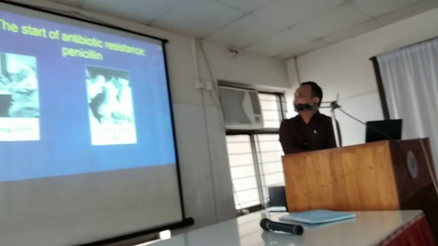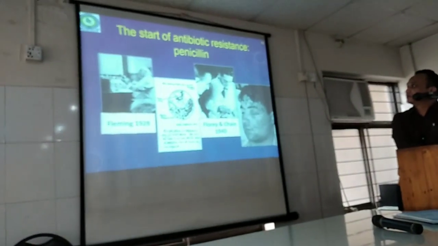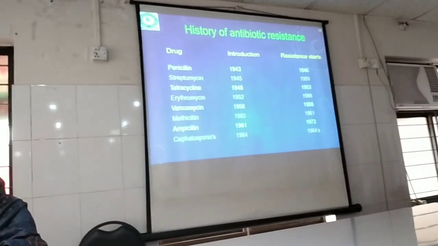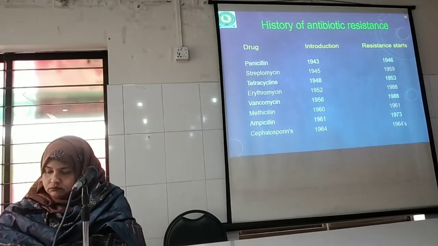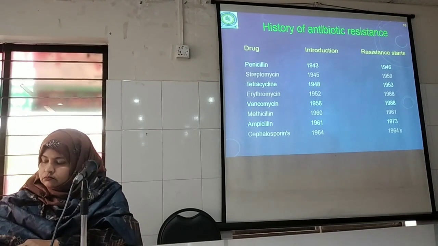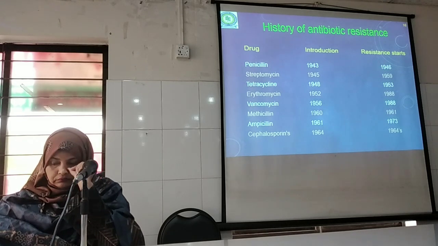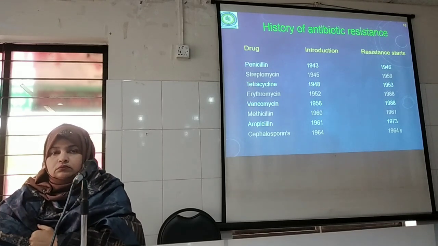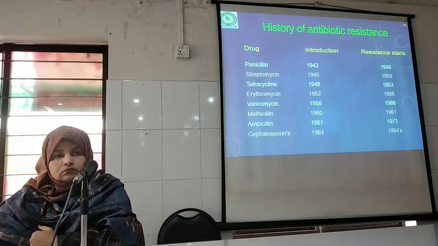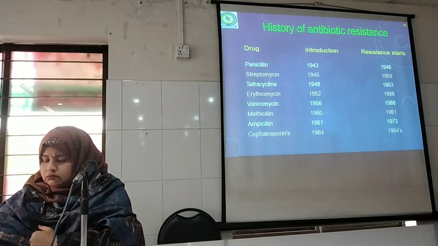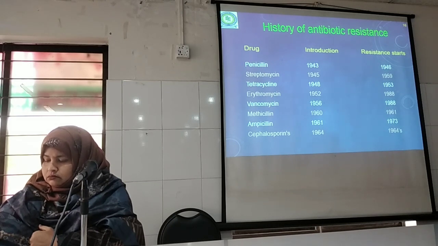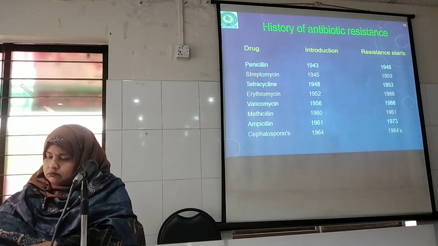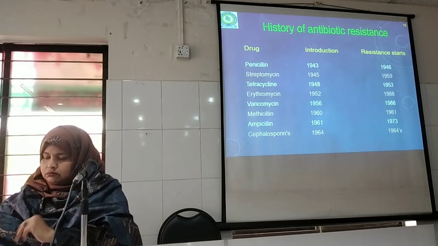Start of antibiotic resistance. History of antimicrobial resistance. Penicillin, introduced in 1943 and resistance in 1946. Streptomycin, resistance in 1959. Tetracycline, resistance in 1953. Erythromycin, resistance in 1988. Vancomycin, resistance in 1988. Methicillin, resistance in 1961. Ampicillin, resistance in 1973. Cephalosporin, resistance in 1964.